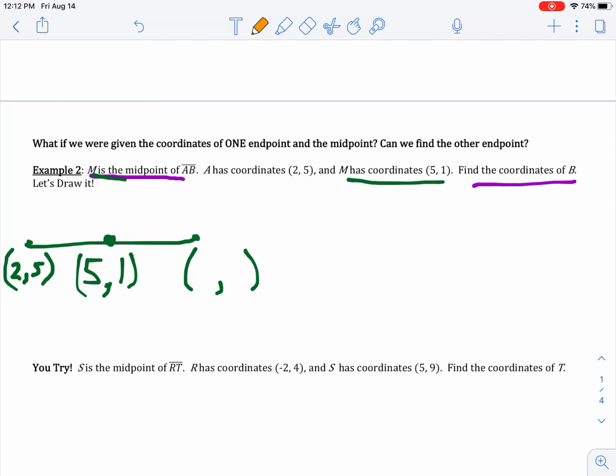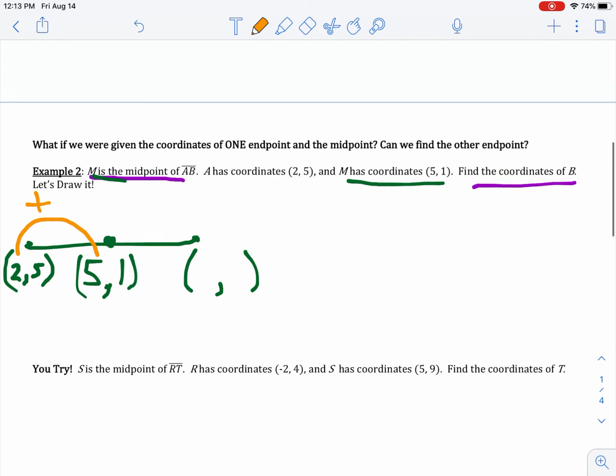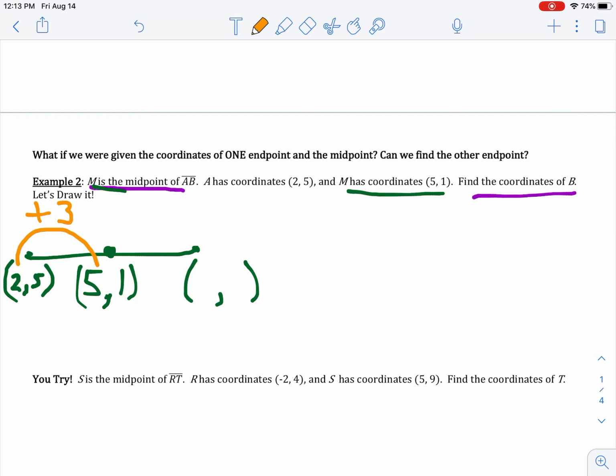I'm going to compare my x's. If I start at this 2 and travel up to 5, we went up, so we traveled positive. From 2 to 5, we went 3 to get there. The gap is 3. I'm going to stay at this 5 from the middle, and I'm going to add the jump, which was 3. So 5 plus 3 tells us 8.